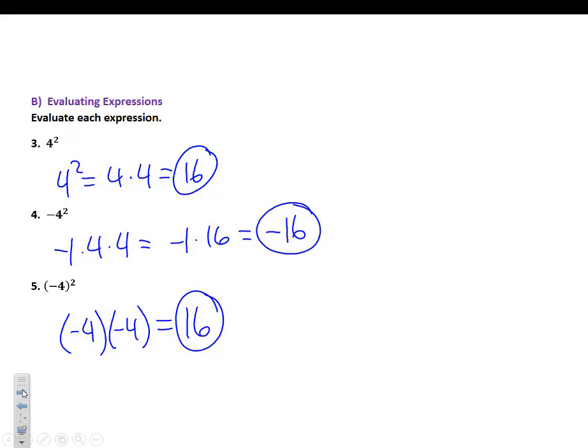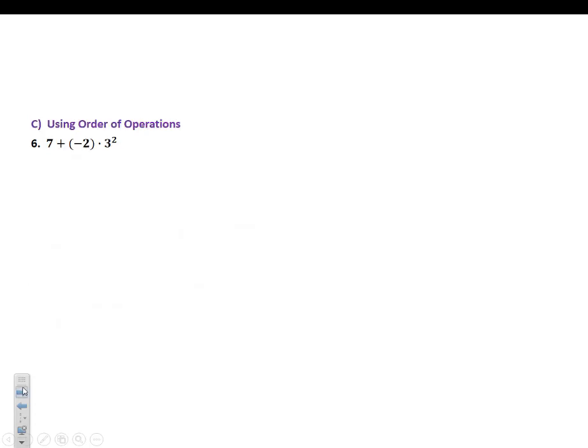Okay? Make sure you pause the video and write this down and join me for our next examples. Our last two examples are using order of operations that involve some powers in them. In example number 6, 7 plus negative 2 times 3 squared. So we have to use our order of operations.